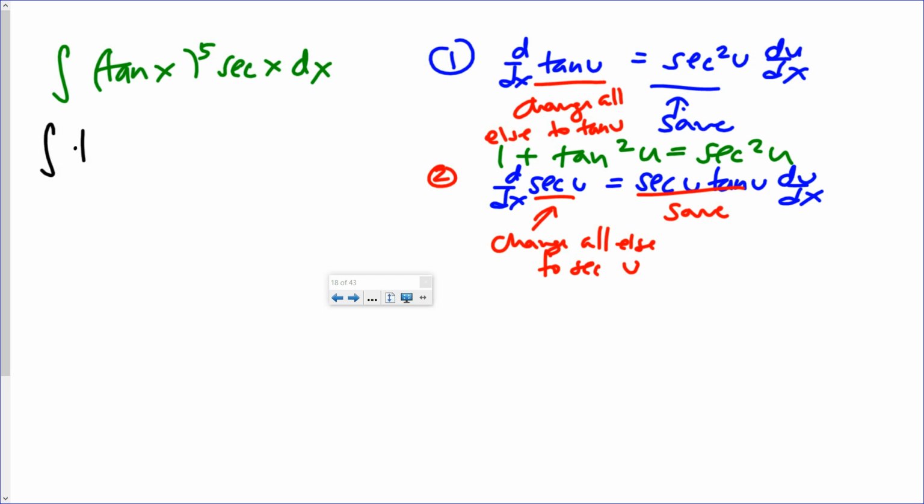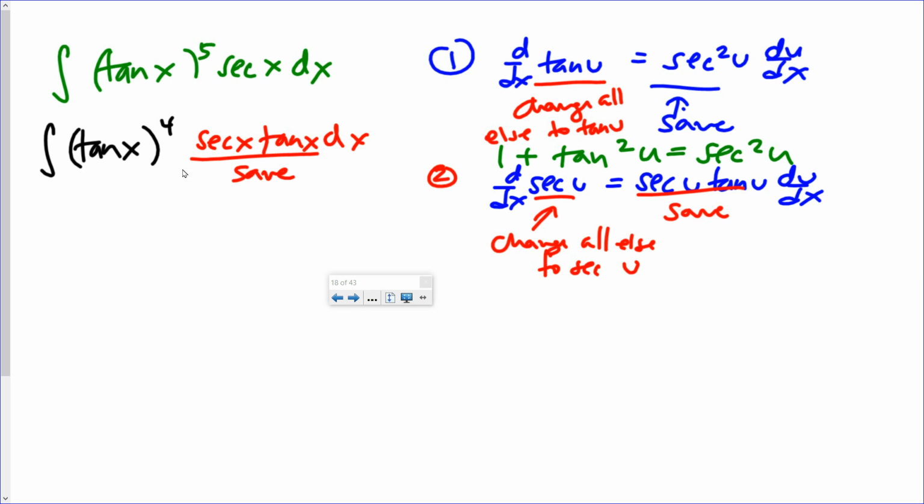So guys, this is what I'm going to do. If I save a secant tangent, then what I have is a tangent to the 4th left, times secant x tangent x dx. If I save a secant tangent, then I have to pull one of the tangents out of this 5, and so all I have is 4 left. Everybody good so far? And I'm going to put save there. What save means is that I always carry it. Don't break it up. Don't re-multiply with anything. I'll just carry it wherever it needs to go.